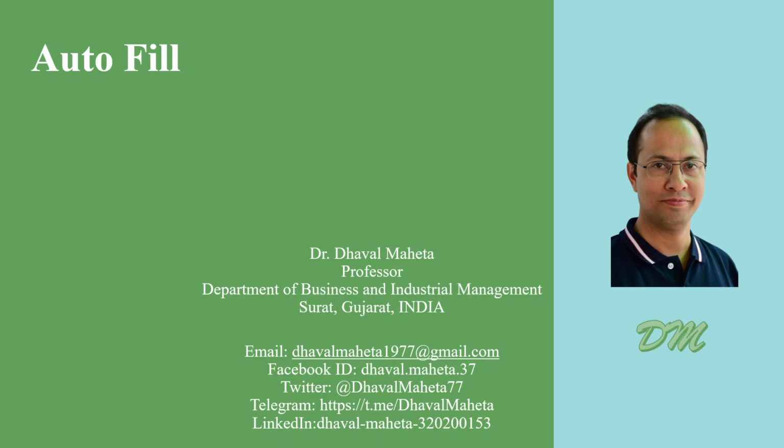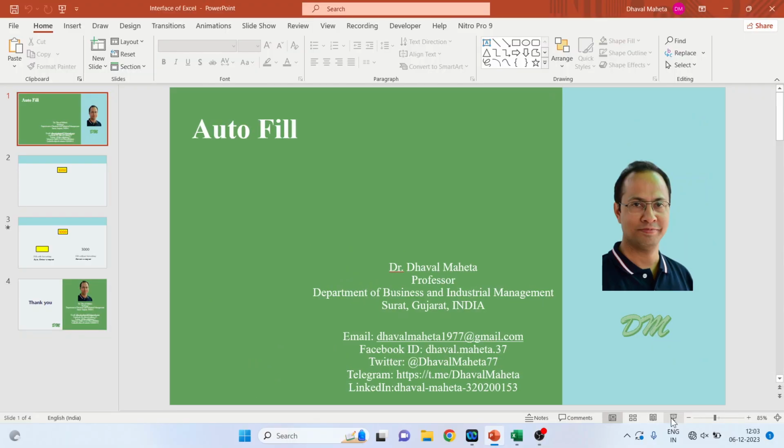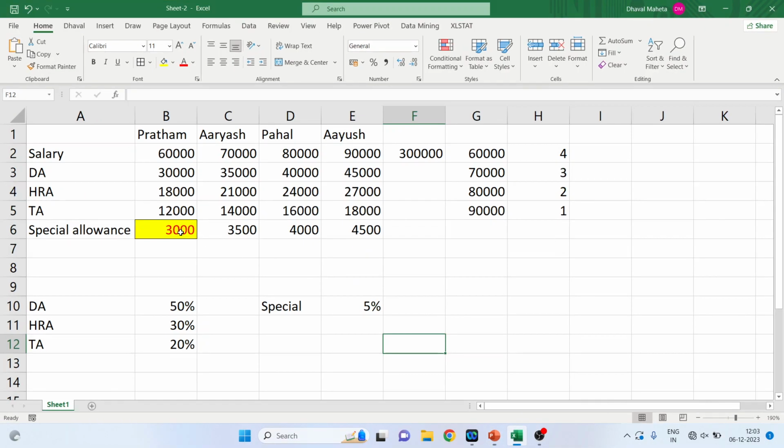This is Dr. Dhaval Maheta, and let's try to understand the autofill option in Excel. So for this, we will go to the Excel workbook. Here we have a cell with the value 3000. The font color is red, the background is yellow, and the border is black.